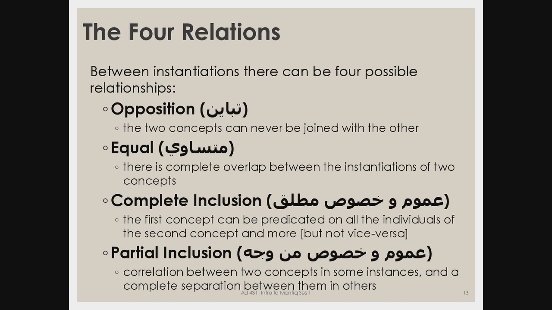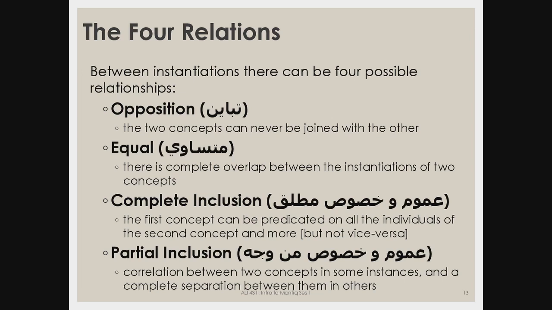Then other times you have complete inclusion. This is the one I was talking about, animals and humans. What we say here is that one concept is inclusive of all the individuals of the second concept, but not vice versa. All humans are animals, but not all animals are humans. This is called complete inclusion, meaning humans are completely included within a greater universal, a greater mafhum. But not all of that greater mafhum's instances happen to be humans. Some animals are cows, some are monkeys, and some happen to be humans. Therefore, all humans are animals, but not all animals are humans.